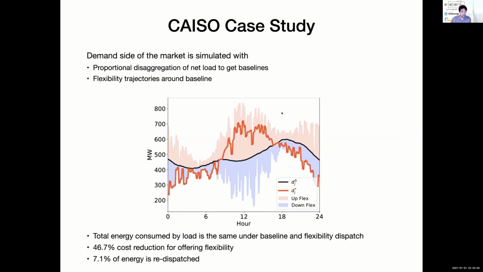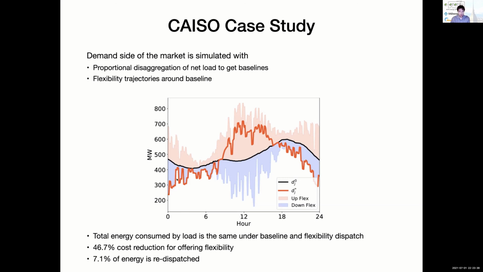Briefly, I'll talk about the demand side simulation. So basically, we proportionally disaggregated the net load to get these baseline trajectories shown in black. This is a particular load profile shown here. Then we generate these flexible demand trajectories around the baseline. These upper and lower bounds are arbitrary. I randomly generated them, and so they can roughly be anything. But when we do the dispatch, the red, which is the flexible dispatch, has to be between these upper and lower bounds.